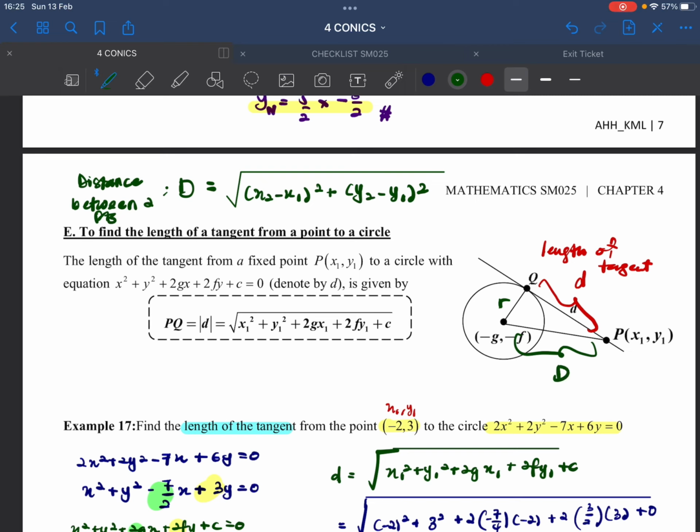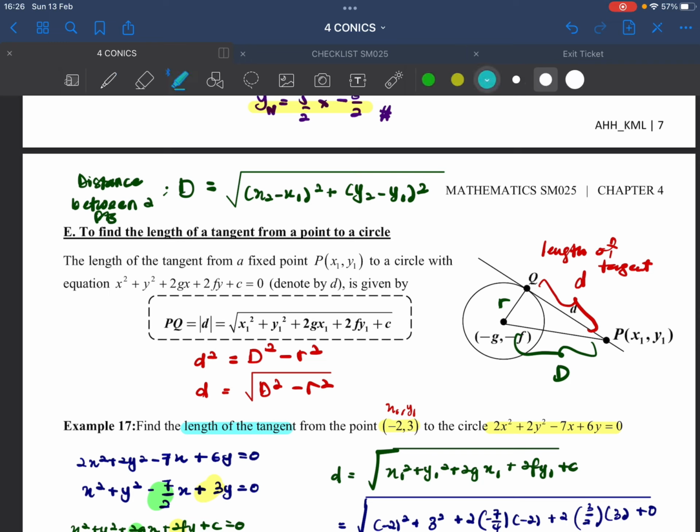As you can see from here, this tangent line to the radius is perpendicular. So that means we can use the Pythagorean theorem. To find d squared, we have d squared equals capital D squared minus R squared. So to find d, we can use the formula square root of D squared minus R squared. That is one way to find the length of tangent.